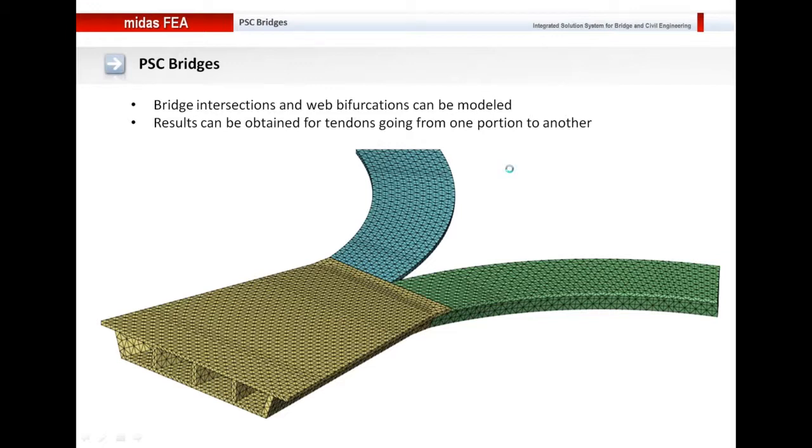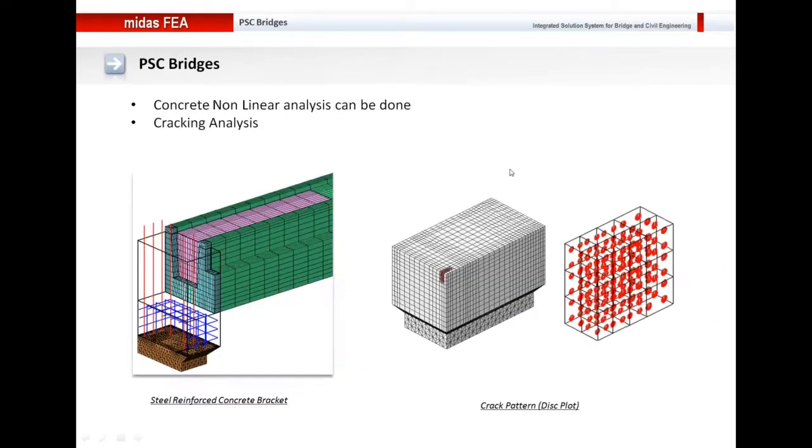Okay, let us move ahead, and now let's talk about concrete nonlinear analysis. So basically in Midas FEA we have different plastic materials that you can associate with the concrete material model, and you can perform cracking analysis. You can define the reinforcements. As you can see in this particular example, I have defined the reinforcement, and you can easily estimate how the cracking of the concrete will happen.